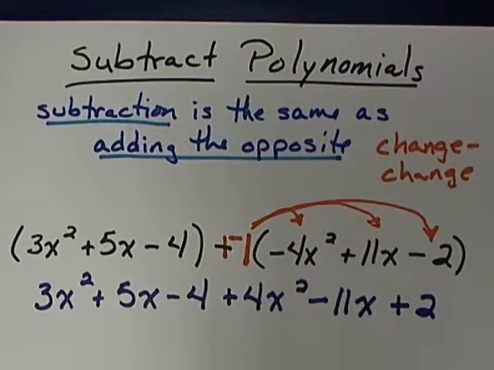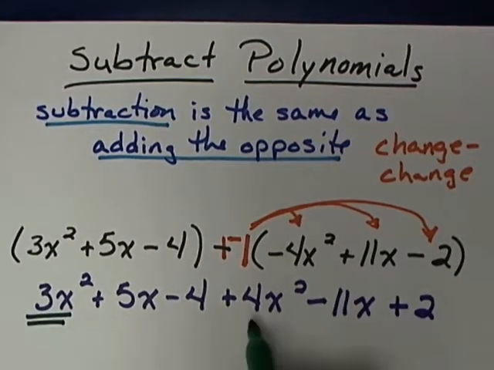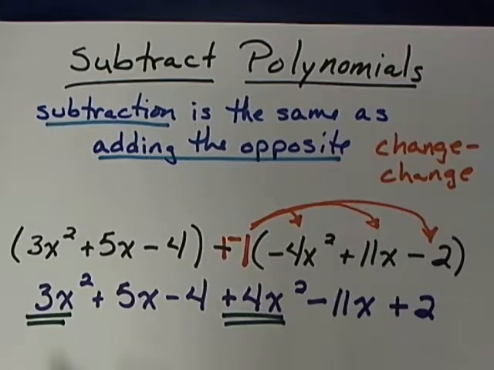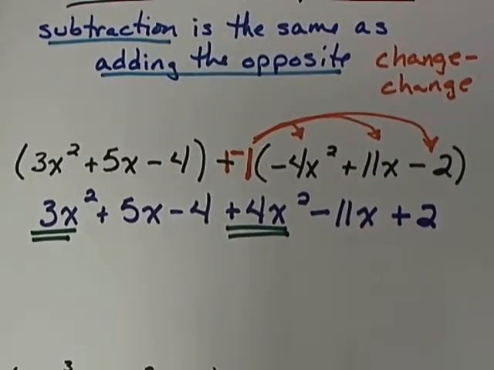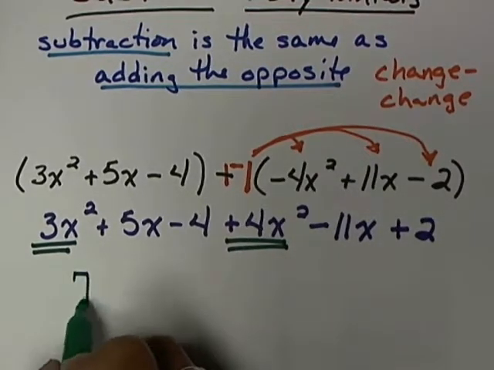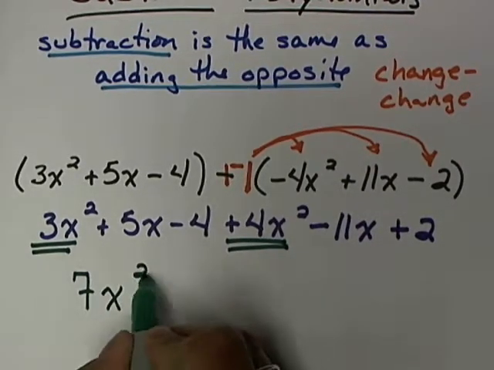So the highest exponent we look for first, that's a square. Here's a square, here's a square. 3x squared plus 4x squared is going to give us 7x squared.